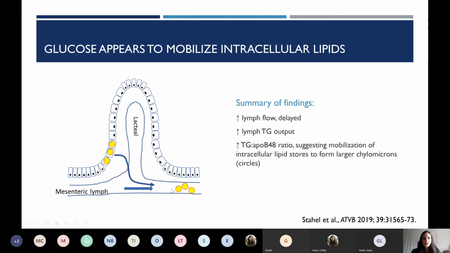We also see an increase in the ratio of TG to ApoB48. Each one of these chylomicron particles has just one ApoB48 protein on it. So if there's an increase in this ratio, it's suggesting to us that the chylomicrons are larger, and that's likely due to the mobilization of intracellular lipid stores to allow for further lipidation of chylomicrons before they are secreted. So we think here that glucose is mobilizing intracellular lipids.